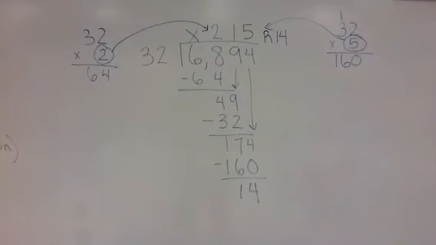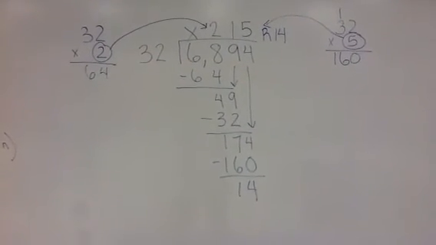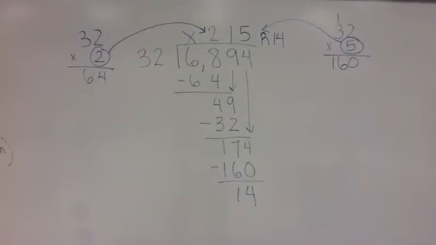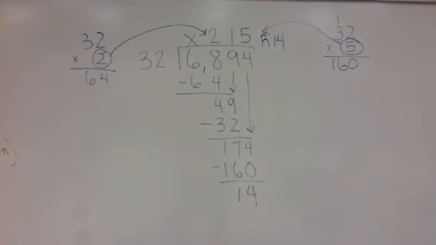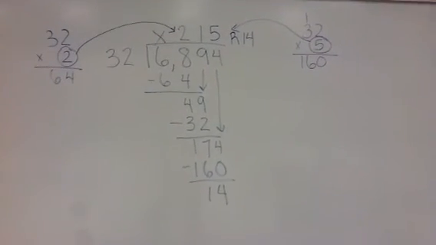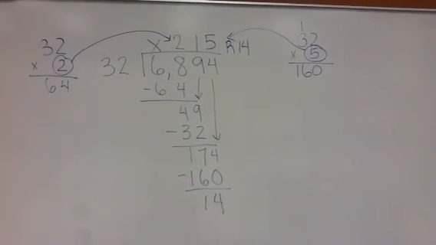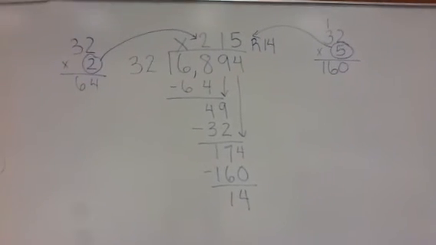That gives me 174. Again, I can count by 30. 30, 60, 90, 120, 150. I knew that would be pretty close, so I did times 5 over to the right. 32 times 5. That gave me 160.